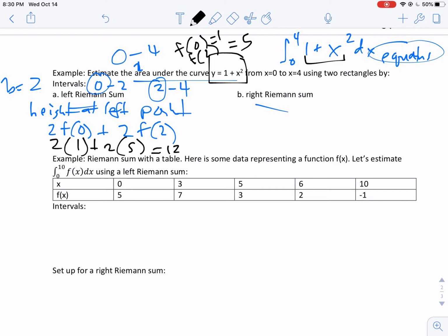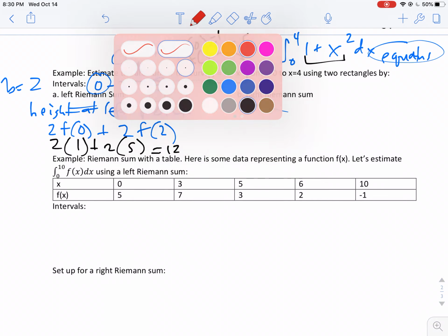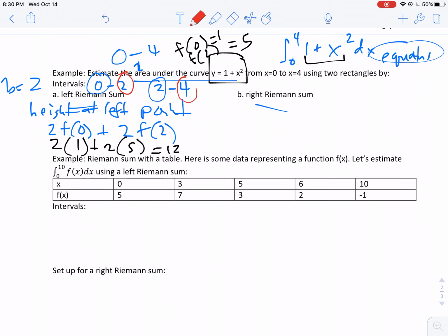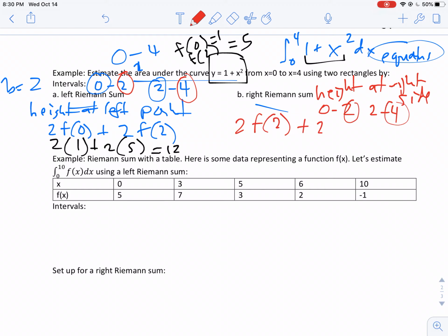Okay, now for the right Riemann sum, we're again going to do the same thing. We're just going to be using the height at the right endpoint. I just realized I'm doing left in blue and right in red. That's actually pretty funny. Okay, so for the right Riemann sum, we use the height at the right side of each interval. Okay, so we're going 0 to 2 and then 2 to 4. So we use the height of the right side of each one. So we have 2 times f of 2 and then 2 times f of 4.